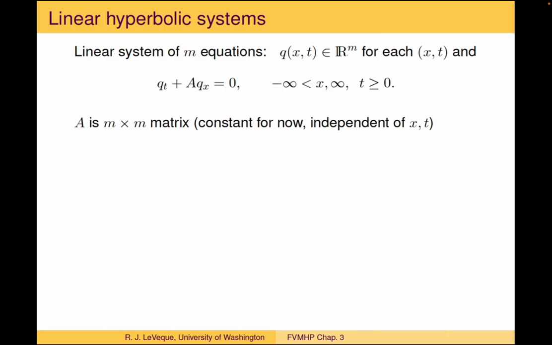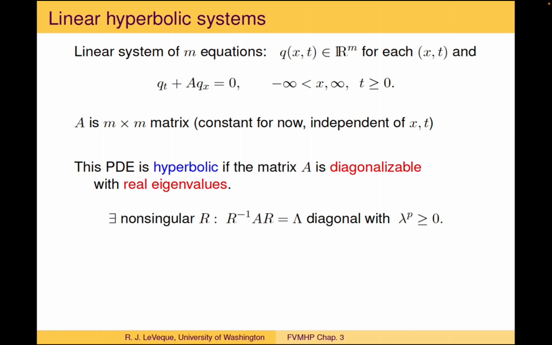So again, we're looking at a linear hyperbolic system, a first order system, q_t + A q_x = 0. To start with, just the Cauchy problem, so it's on the entire real line. And A is a constant matrix. It's independent of x and t. And again, we say it's hyperbolic if A is diagonalizable with real eigenvalues.